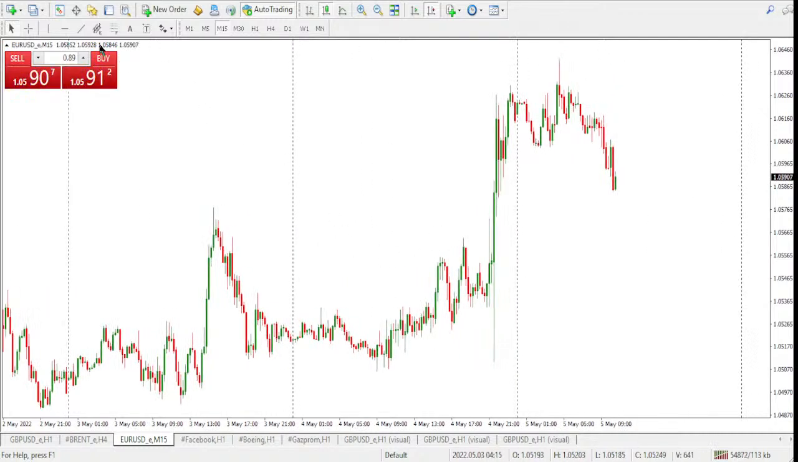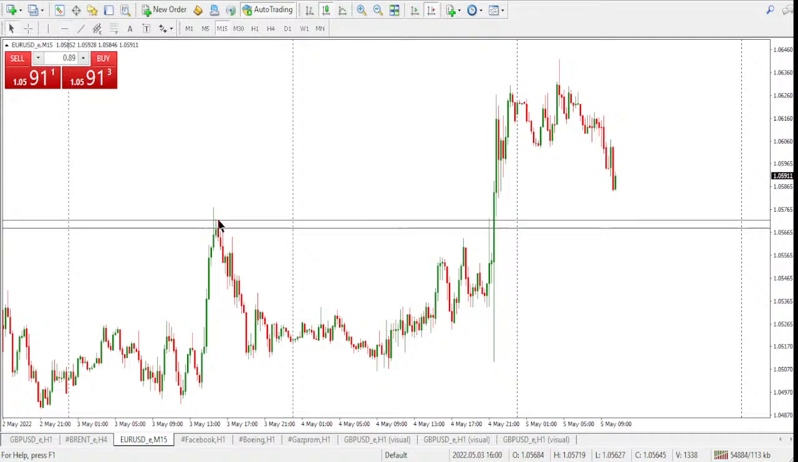We do have a very good resistance level here. This was on 3rd of May. We had a very good resistance there. The price went down, came back up, broke above that level, continued upwards, and came back down.